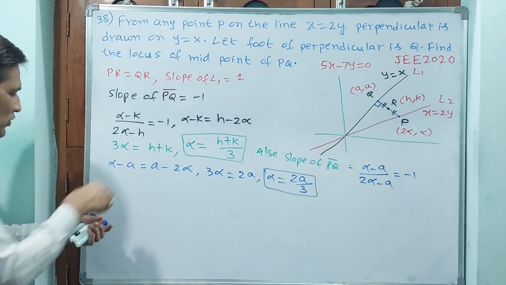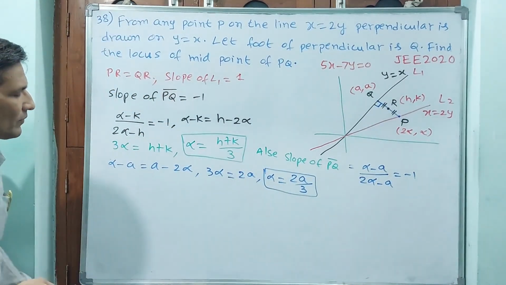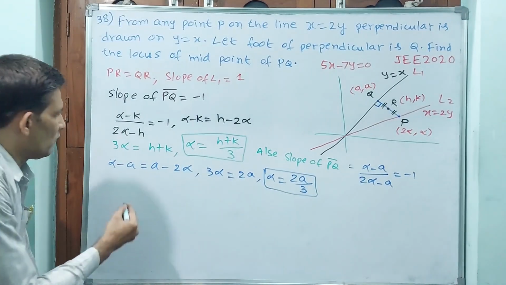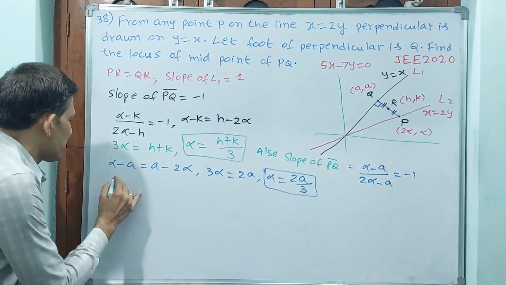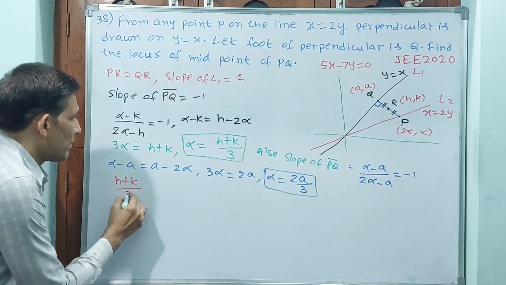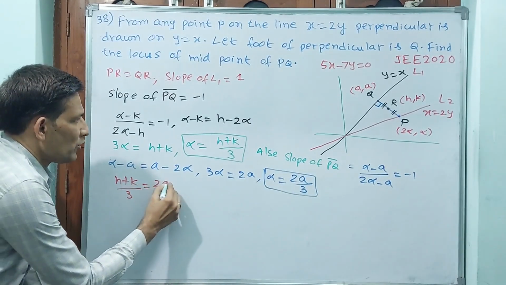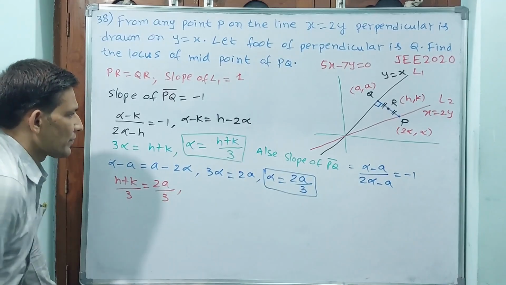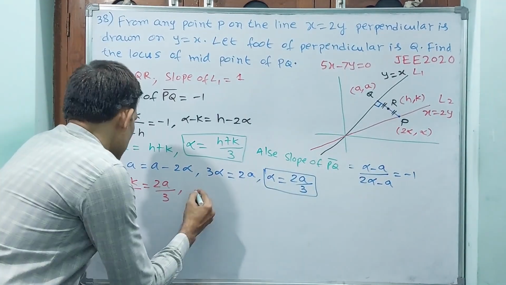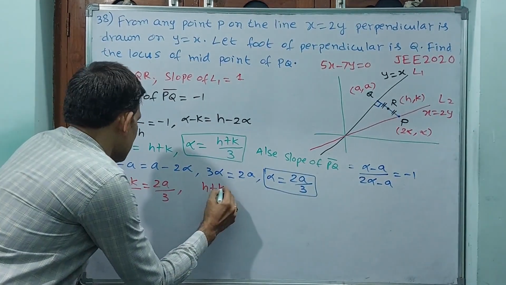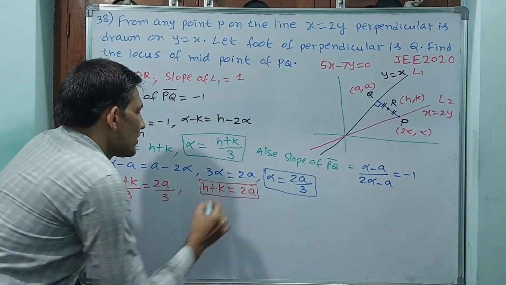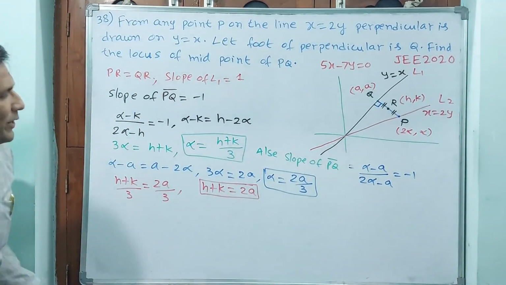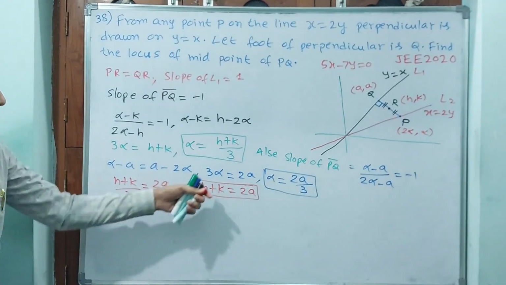Now you equate both. If you equate both, h plus k by 3 is equal to 2a by 3. That means h plus k is equal to 2a. This equation we have done.